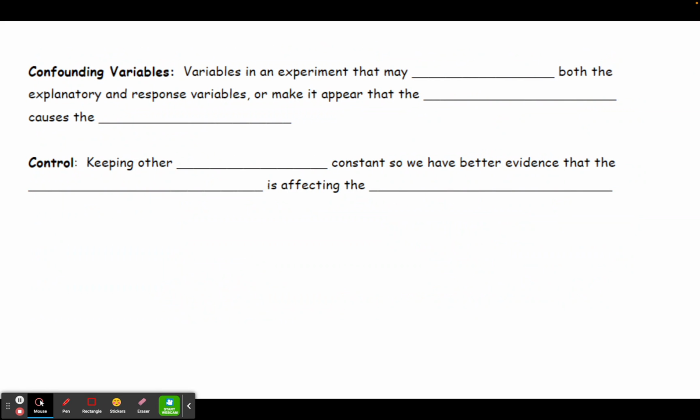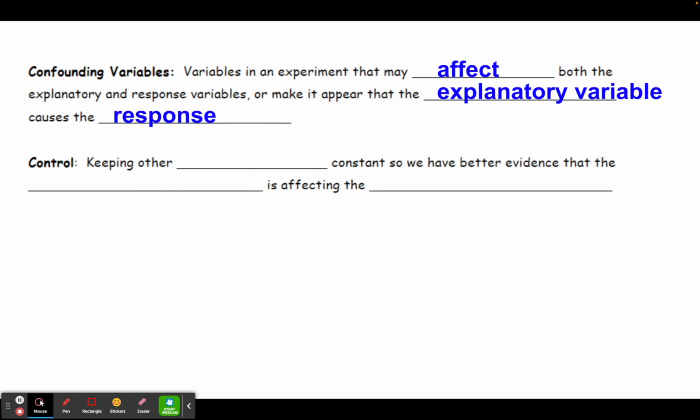Now, in an experiment, sometimes we have to be aware of confounding variables. Confounding variables are variables in an experiment that may affect both the explanatory and the response variable, making it appear that the explanatory variable causes the response. And a lot of times we're not aware of confounding variables.